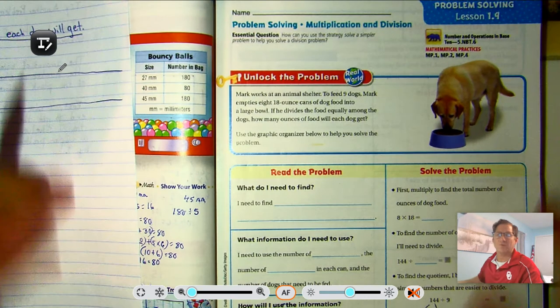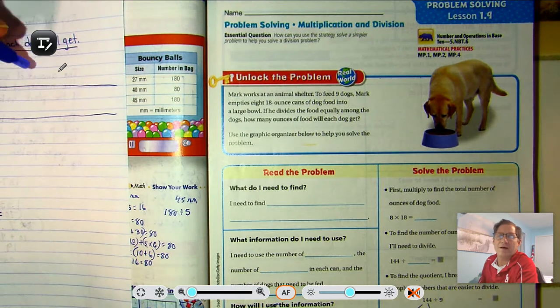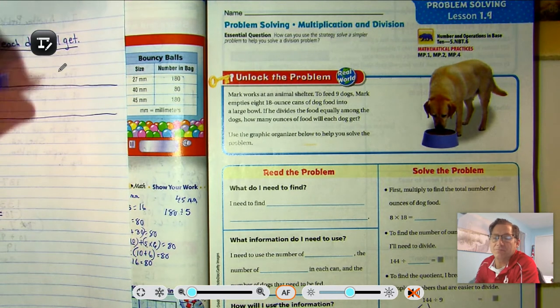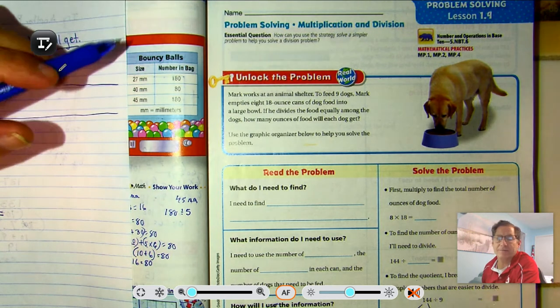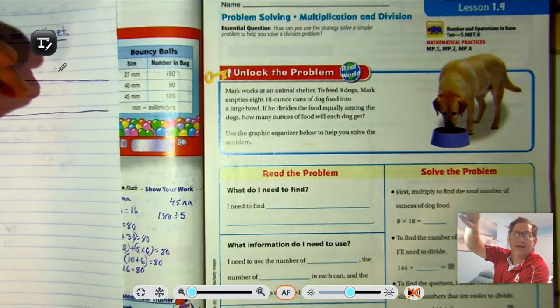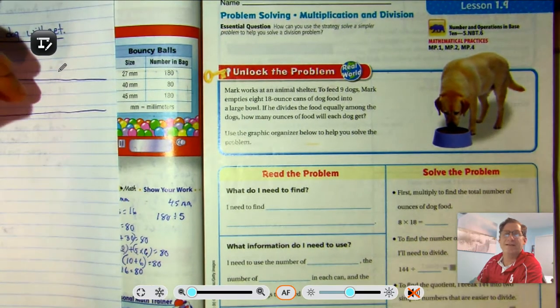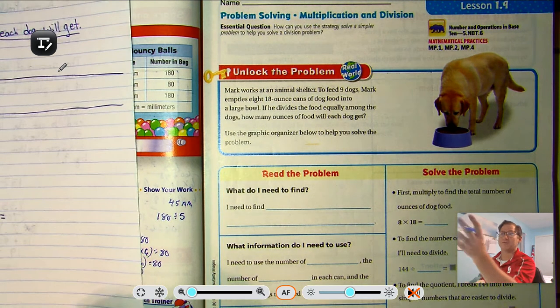Hello, everybody. So we're going to start with lesson 1.9 today, problem solving using multiplication and division. And we're on page 39 of the 5th grade Go Math textbook. And so our essential question today is, how can we use the strategy solve a simpler problem to help you solve a division problem? Okay, so let's go ahead and get started.